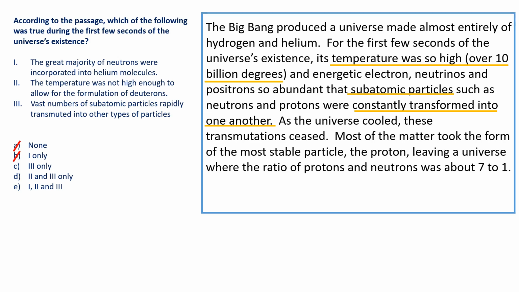And we know for sure that the answer to the question must be in paragraph 2 because we know for sure we're talking about the first few seconds. That's what they said, the first few seconds. So it must be in paragraph 2. Deuterons aren't even mentioned in paragraph 2. That means Roman numeral number 2 cannot be right. So that knocks out D and E. That means our answer is C. Okay, very nicely done.